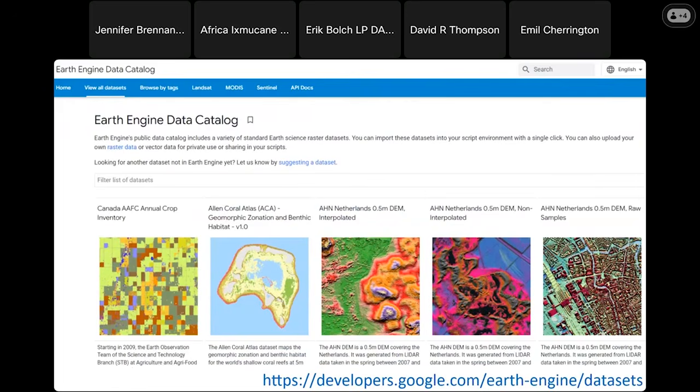Lastly, on this, I just wanted to mention that there's this large public catalog of data sets, the Earth Engine data catalog, that's maintained by Google itself, where they're ingesting different data sets. And I know that there are plans for ingesting some of the other data sets that people have asked about.